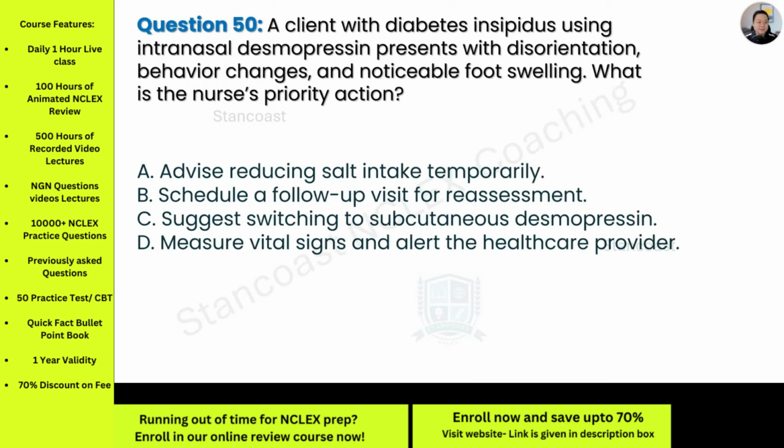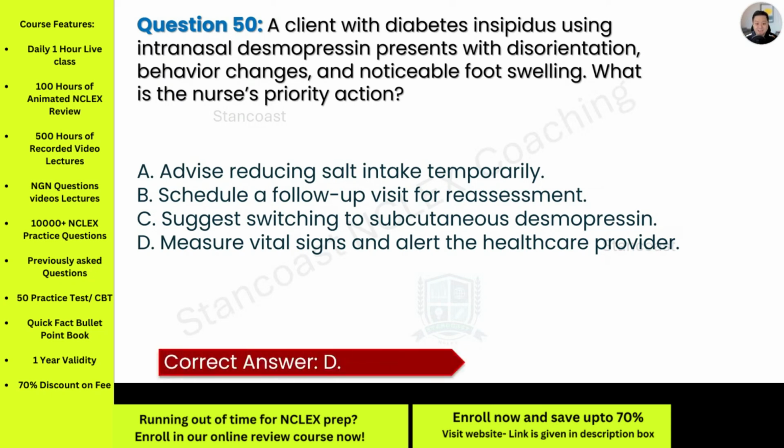We have number 50. A client with diabetes insipidus using intranasal desmopressin presents with disorientation, behavioral changes, and noticeable foot swelling. What is the nurse's priority action? A, advise reducing salt intake temporarily. B, schedule a follow-up visit for reassessment. C, suggest switching to subcutaneous desmopressin. And D, measure vital signs and alert the healthcare provider. Your answer here should be letter D.